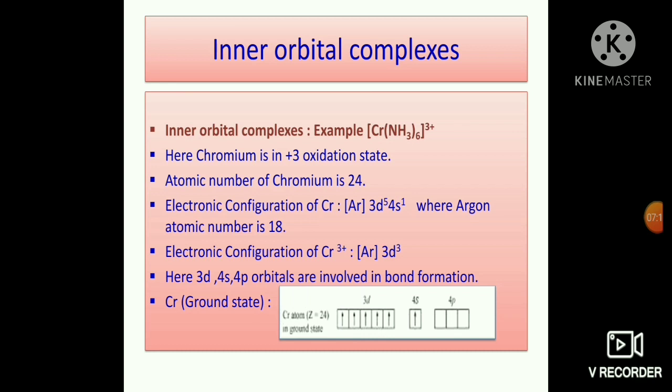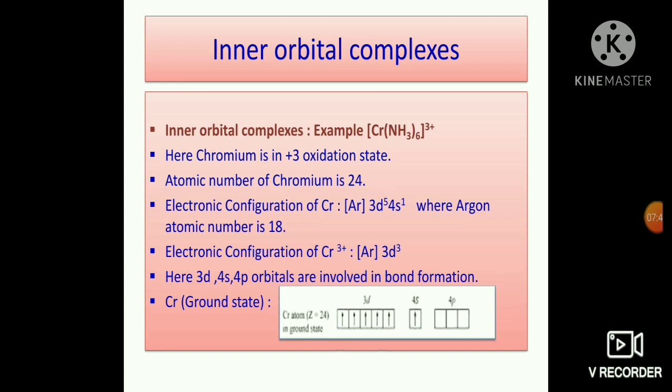Here note that chromium is in +3 oxidation state and the atomic number of chromium is 24. So first we have to write the electronic configuration of chromium. In the ground state it is argon 3d5 4s1. Actually the configuration is an exception, because the actual configuration of chromium is argon 3d4 4s2, but due to the extra stability of half-filled orbitals, we write the configuration of chromium as argon 3d5 4s1.